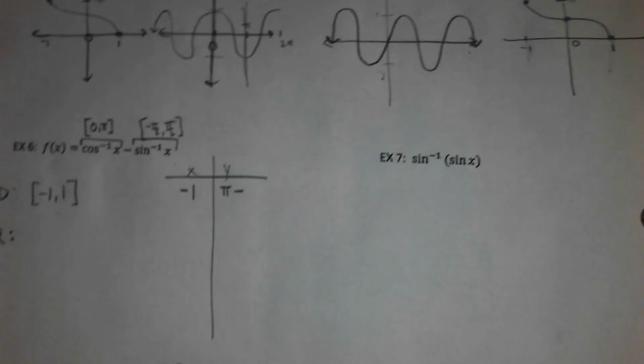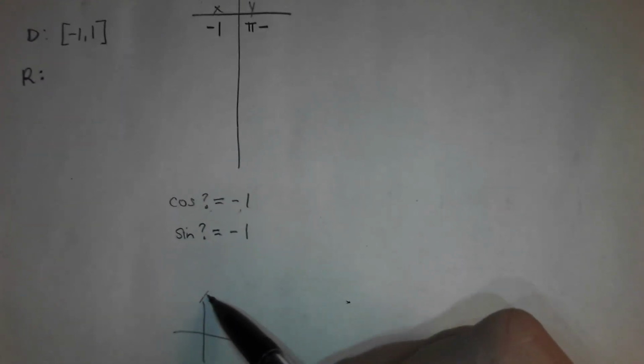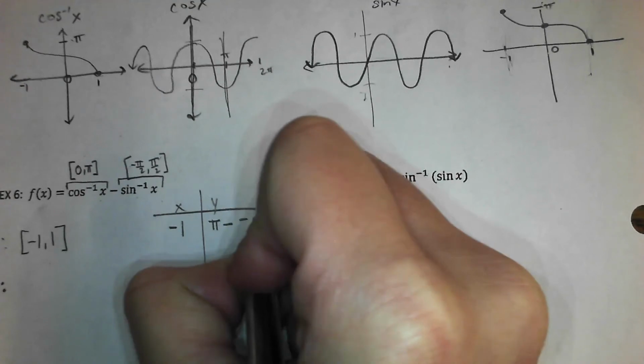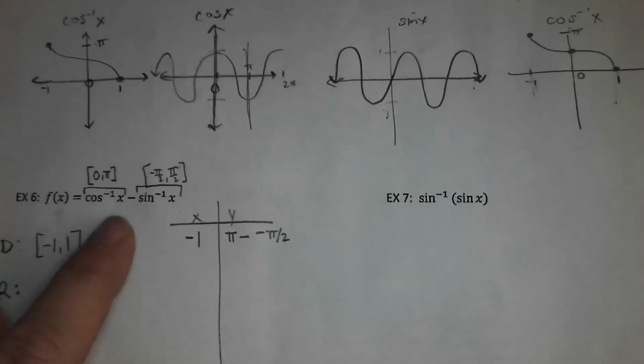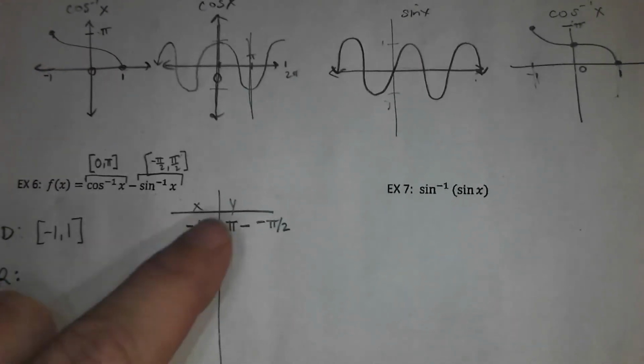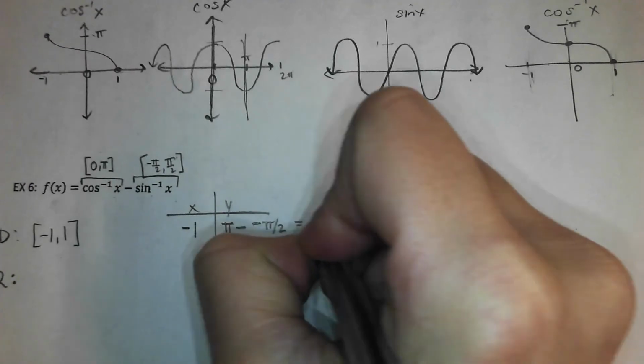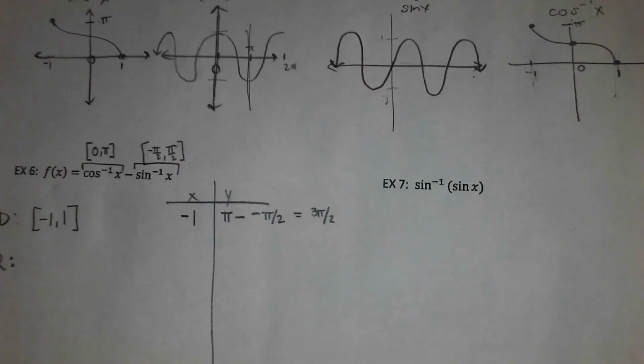Pi/2, if you think about your unit circle, pi/2 is up here. 3pi/2 is down here. So what coincides with 3pi/2 that's between -pi/2 and +pi/2? -pi/2. So I plug in -1, and I get pi minus -pi/2, which gives me 3pi/2.